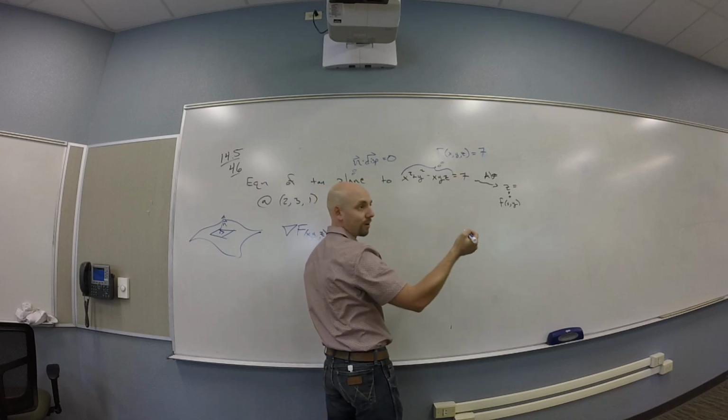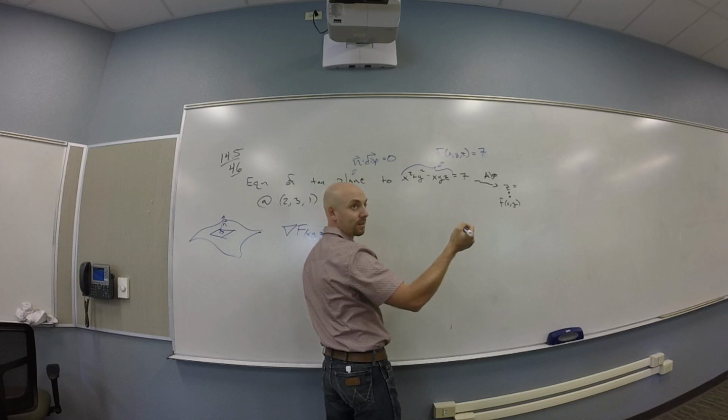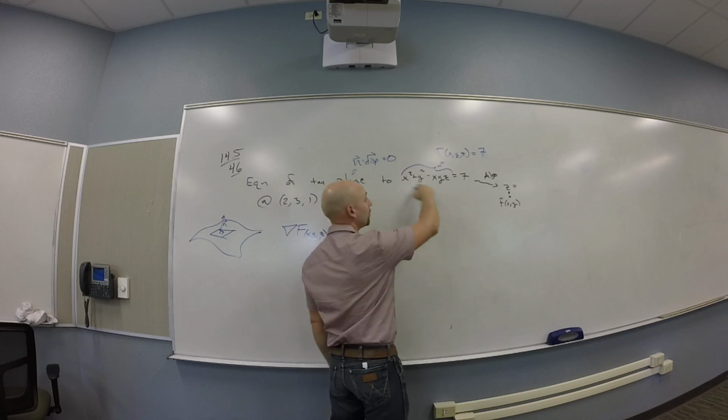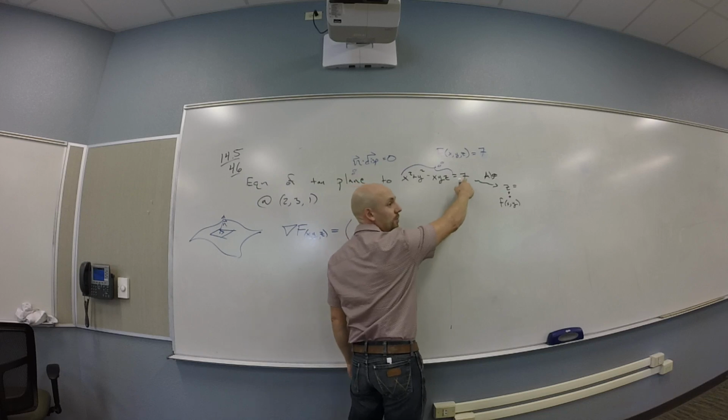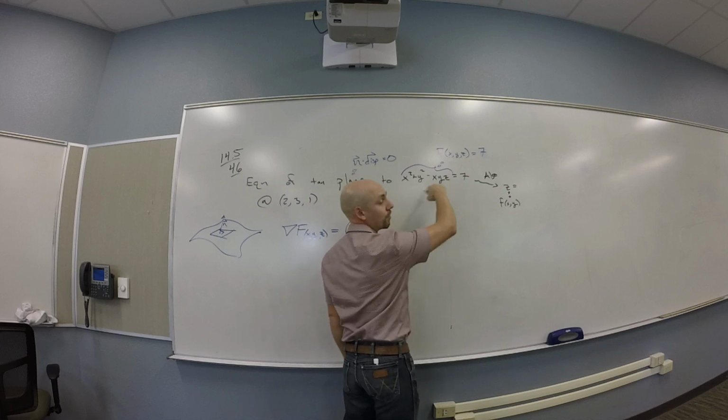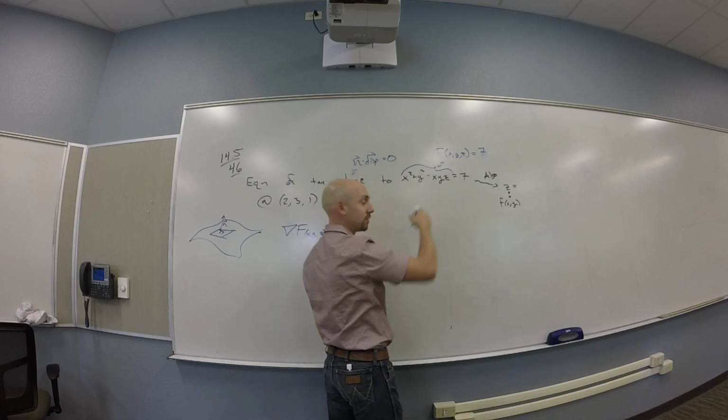Why don't I care about the right-hand side? Always 0. Yeah, this isn't part of that function. That's just telling me which level I'm on for the function capital F.